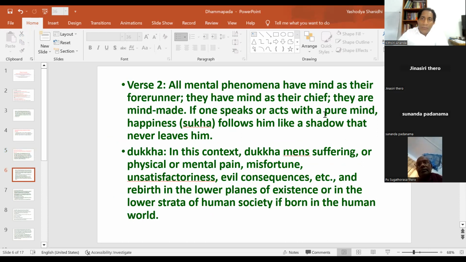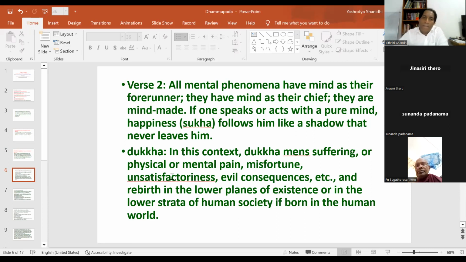All mental phenomena have mind as their forerunner. They have mind as their chief. The mind may differ. If one speaks or acts with a pure mind, happiness, Sukha, follows him like a shadow that never leaves him.